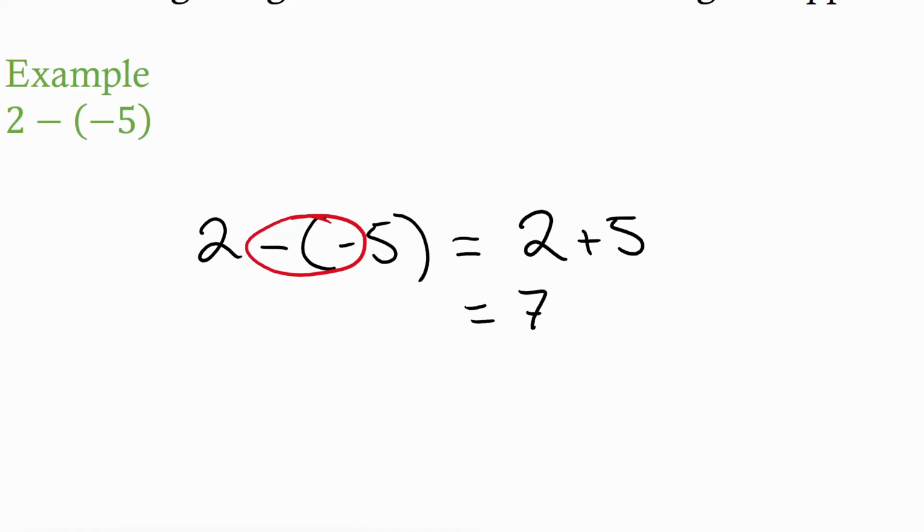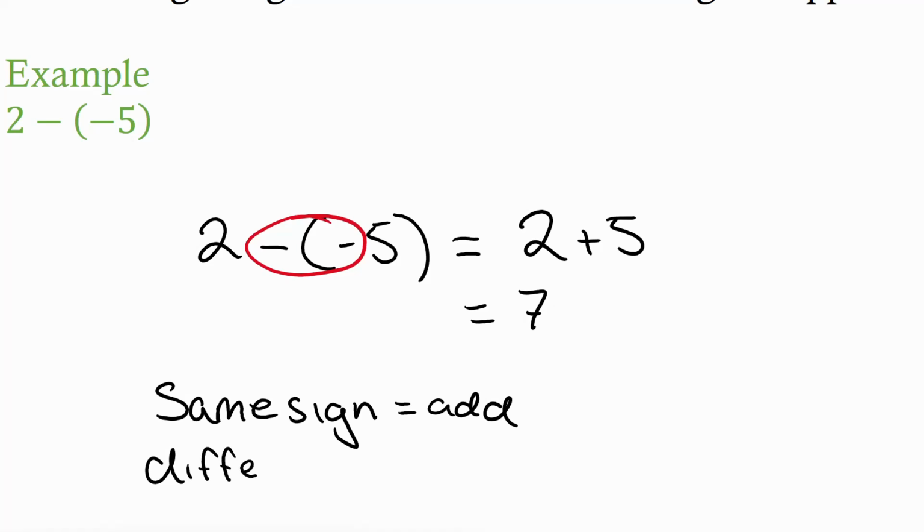So when it's a different sign, where it's plus, minus, or minus, plus, you end up taking away. In this case, we have the same sign, so it became a positive and we added them. That's a good trick. If it's the same signs, we're going to add, whereas if it's different, we're going to subtract.